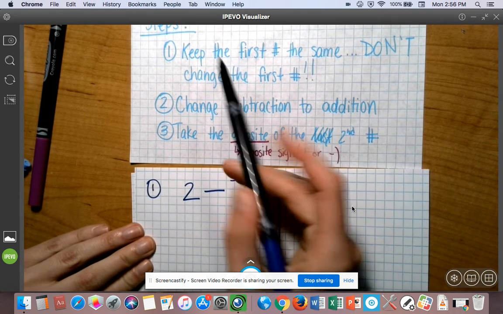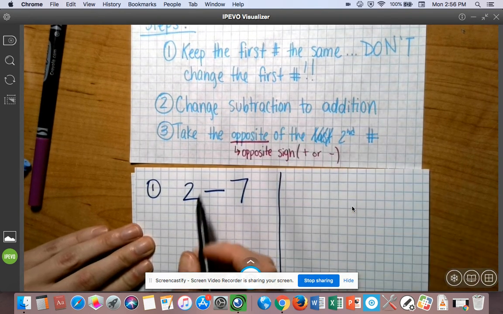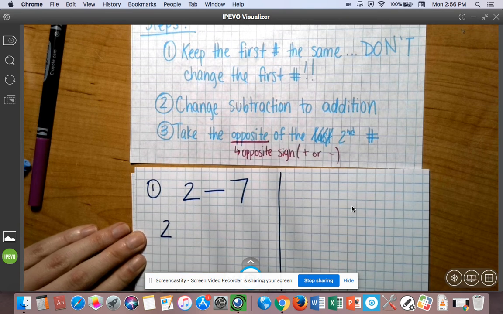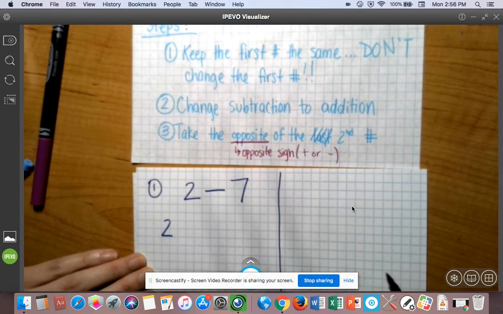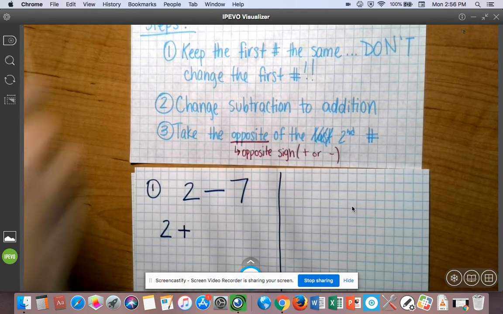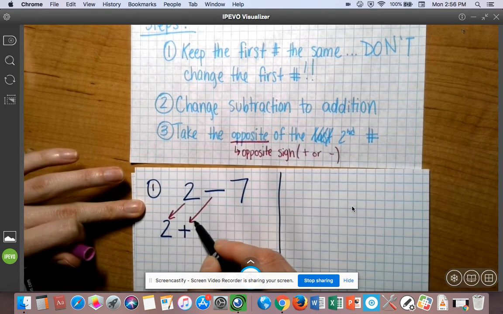So if I'm following my first steps, keep the first number the same. Don't change the first number. It's pretty easy. I'm just keeping positive 2 as positive 2. I am not turning positive 2 into a negative number. Positive 2 is positive 2. Second step, change subtraction to addition. Again, seems pretty straightforward. So this subtraction is turning into addition. So our 2 is staying with 2. Subtraction is turning into addition.